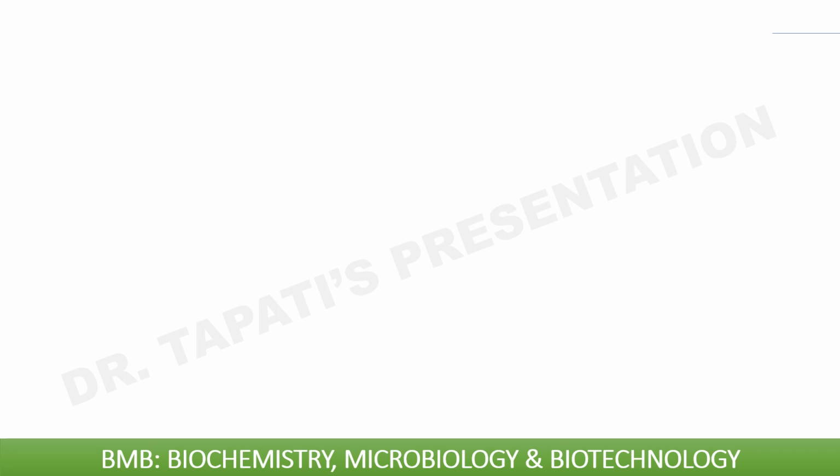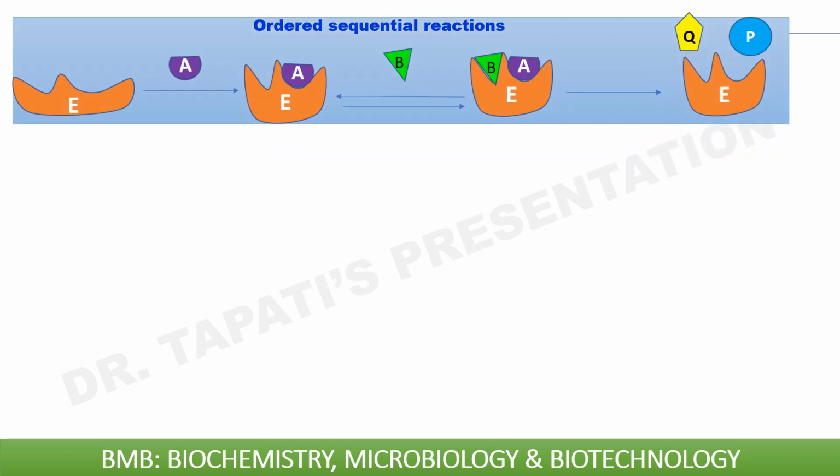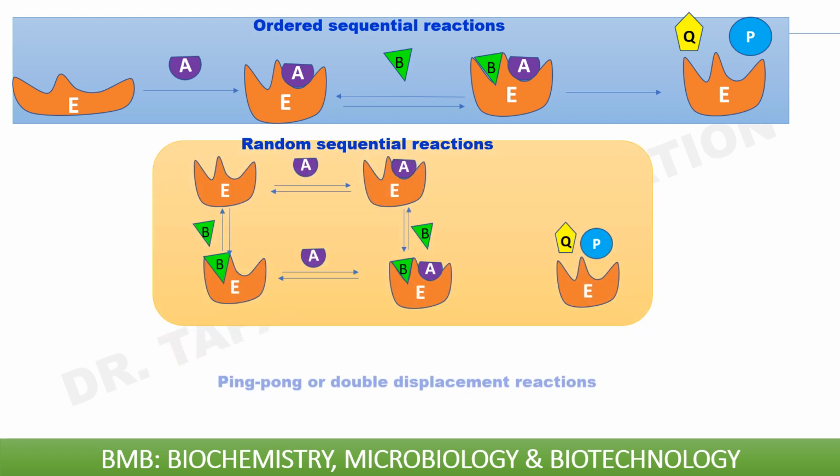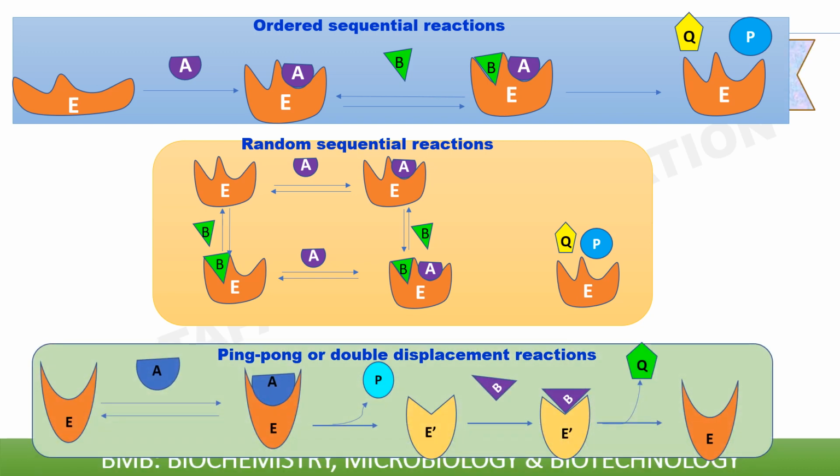Let's see at a glance three types of bisubstrate reactions. First of all, ordered sequential reactions. This is the schematic diagram for ordered sequential reactions. Then random sequential reactions, and finally ping-pong or double displacement reactions. These are three schematic diagrams. From these three diagrams, you can easily compare their difference. In case of ordered and random sequential reactions, you can see that first of all substrate binding is completed. After that, products are released.